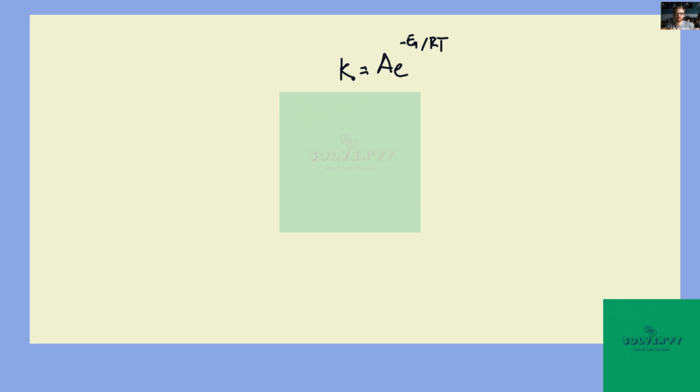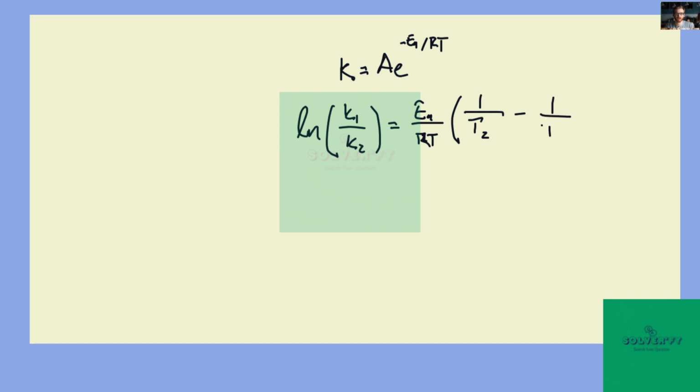And from this equation, if we know two particular rate constants at two different temperatures, and utilizing information by looking at graphs and where lines intercept, we can derive the equation that the natural log of the first rate constant over the second rate constant is equal to the activation energy over R times 1 over temperature 2 in Kelvin minus 1 over temperature 1 in Kelvin. So this is the equation you'd be working from with this kind of problem.